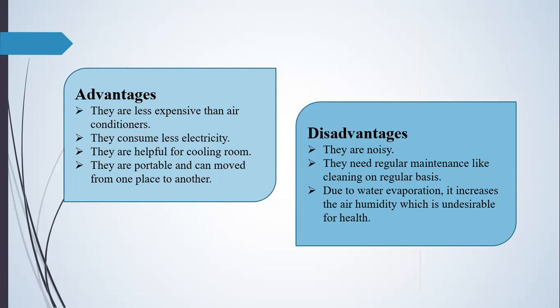After discussing the room cooler's procedure and working, we come to know that we have some advantages and disadvantages also. So let's discuss the advantages. They are less expensive than air conditioners. They require less electricity and they are very helpful for cooling our room. So we can easily use it in our homes. They are portable and can be moved from one place to another. Along with advantages, we also have some disadvantages: they produce so much noise, which is undesirable. They need regular maintenance, like cleaning on a regular basis. Water evaporation increases the air humidity, which is undesirable for health.